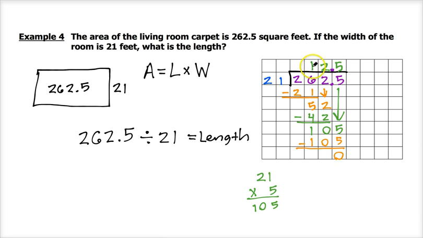So the answer to this division problem is 12.5, and because this was a word problem, we need to put some labels on this. We could say the length is 12.5, and we're measuring this in feet. 12.5 feet for the length.